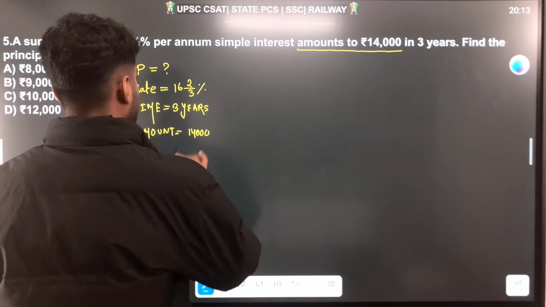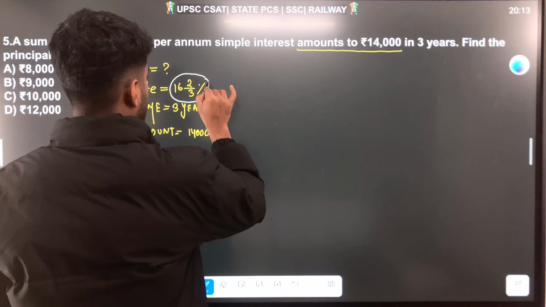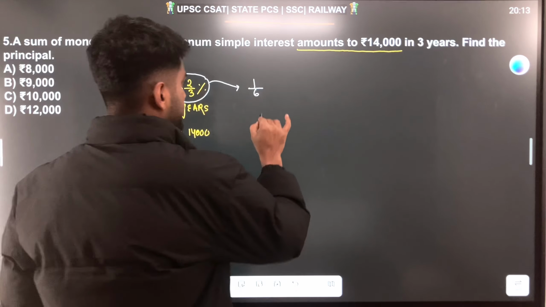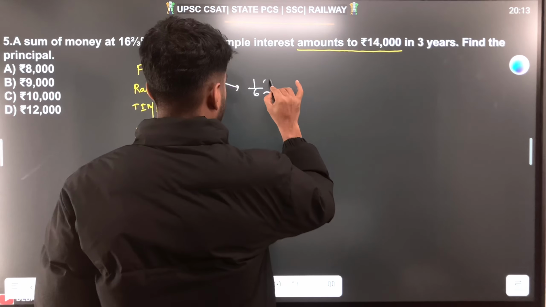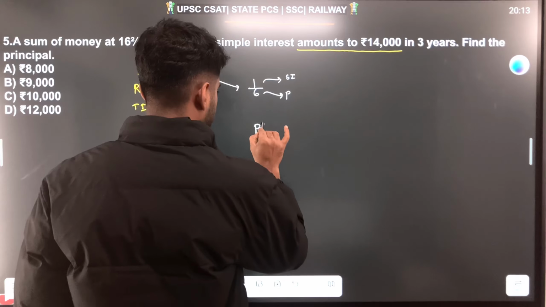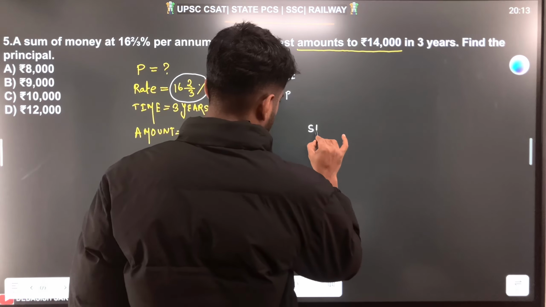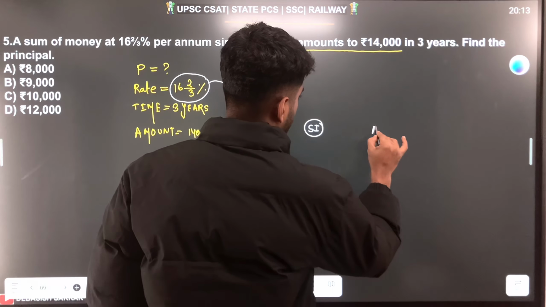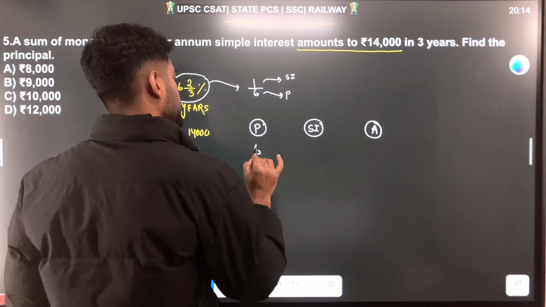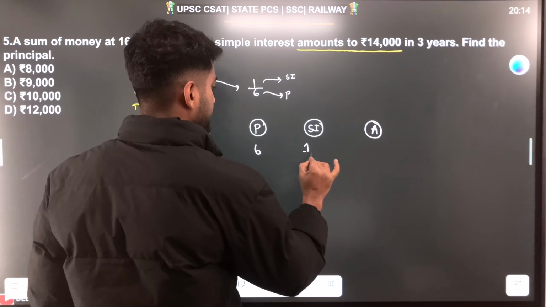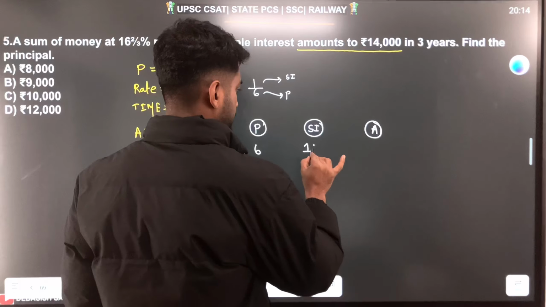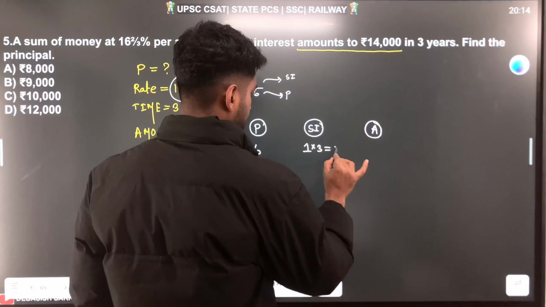Again, make the format. How to make the format? 16 2/3 percent means 1 by 6. नीचे वाला is your principal and ऊपर वाला is your simple interest, but for 1 year. Make the format principal, simple interest, and then amount, because in this question we need the amount. If 6 rupees is the principal, you have to pay 1 rupee extra, but that is for 1 year. We have taken money for 3 years, that's why I multiply by 3. So our SI is 3.